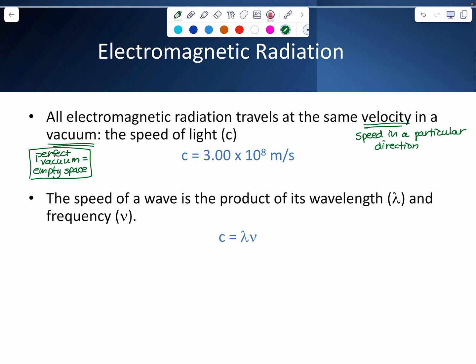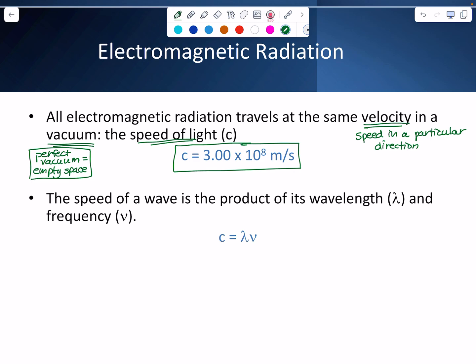So if we measure the speed of different electromagnetic waves, different wavelengths, different colors of light, different frequencies, they all travel at the same speed. And that speed is really super fast, right? It's 3 times 10 to the 8 meters per second. This is what's called the speed of light.